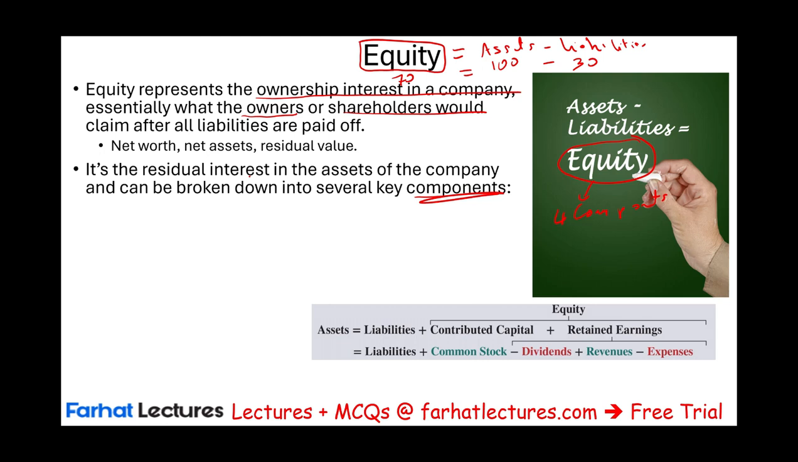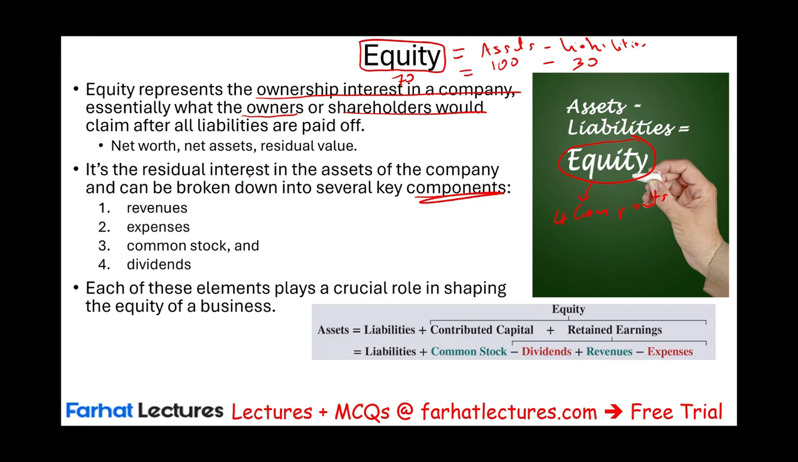I'm going to list them first, then we're going to explain each one separately and dive into each one. Revenues, expenses, common stock, and dividend. We're going to define each one of them. Each of these elements plays a crucial role in shaping the equity of the business.